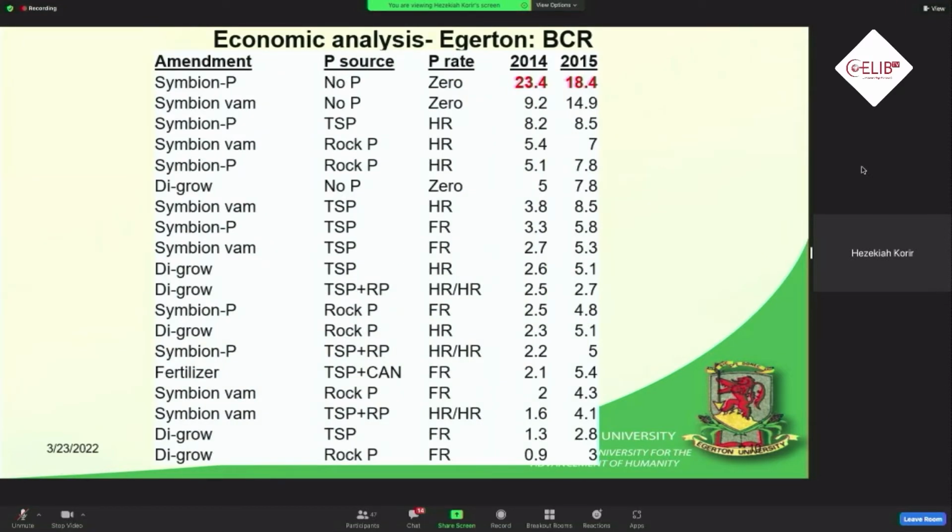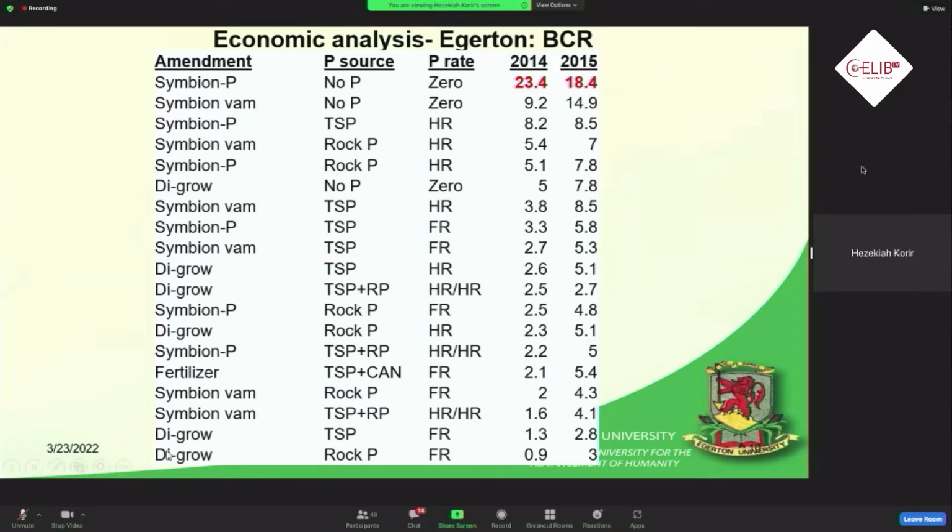So we did a BCR, the benefit cost ratio, looking at how much is being spent and how much yield we are getting. And we found that for this product, the Symbion P, when it is applied alone with no other sources of phosphorus, in 2014, it was giving a BCR of 23.4, and in the second year, 18.4. And the cutoff for this should be around 2. For the benefit cost ratio, it must be above 2 to show that this practice is profitable. So you see for the Symbion P, it's higher than compared to the others.